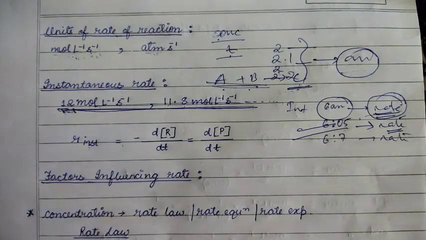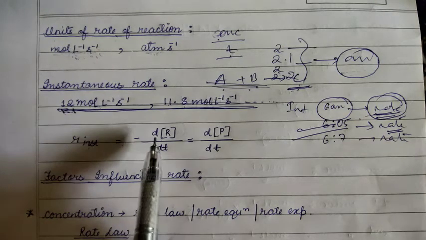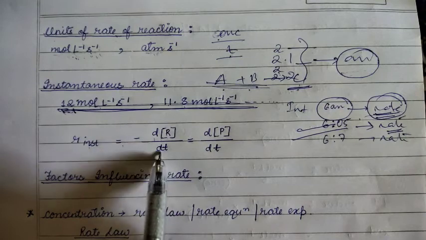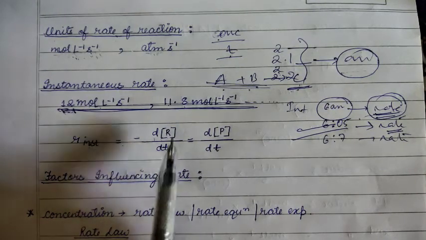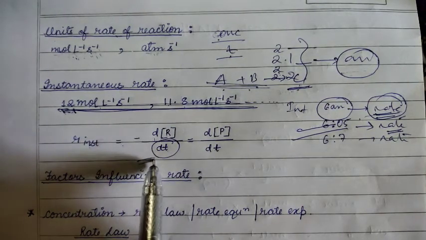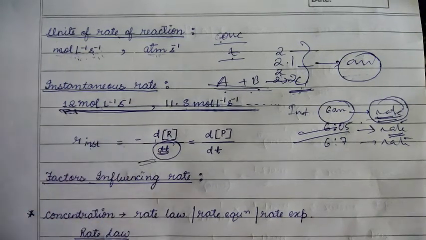You have already learned this in mathematics, so I'm not going to go into details about it. Just that the differential of R divided by dt. In terms of dt you have to measure. Now what is dt here in chemistry? We are not going fully into mathematics, but we have to understand the terms.